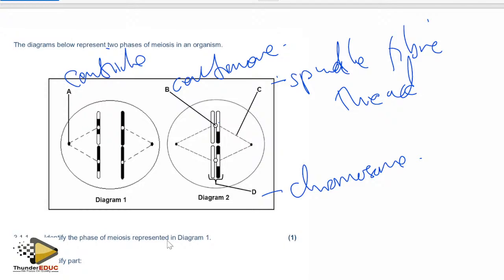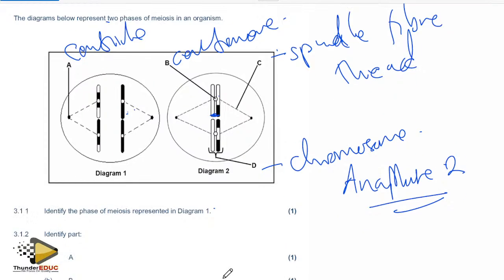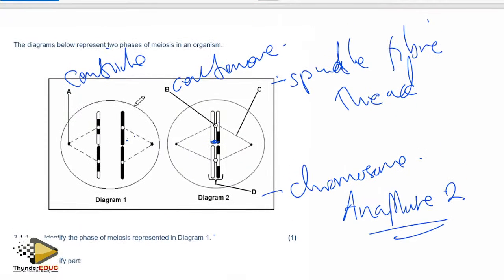Identify the phase of meiosis represented in diagram one. Remember, these are chromatids now, and there is a space in between, which means apart. So it is anaphase. Is it anaphase one or anaphase two? They are not full chromosomes. If the chromosomes were like this, it would have been anaphase one. But the chromosome is splitting now, so it becomes anaphase two. Then identify part A: we saw it, it's the centrioles. Part B is the centromere.